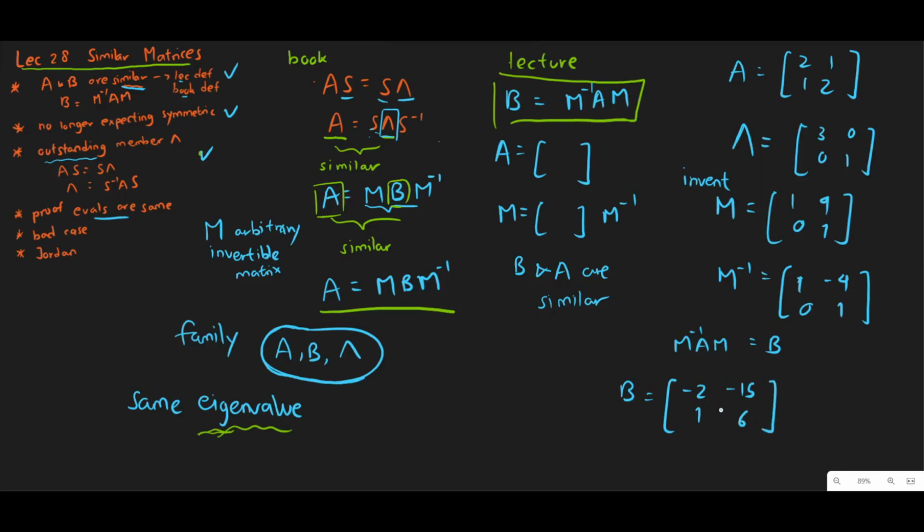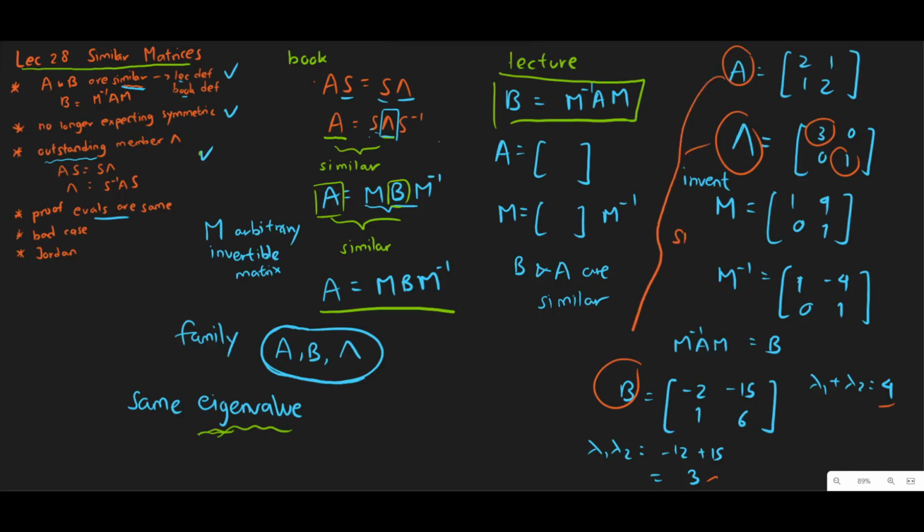And a quick check of the eigenvalues of B: the product of the eigenvalues is minus 12 plus 15, which is 3. Okay, and then the trace, the sum of eigenvalues, is 4. So this is also the same thing. We start with the eigenvalues of 3 and 1. The sum of them is 4, and the product of them is 3. So this matrix B and the A and our lambda are similar. They are all similar. Okay, good.